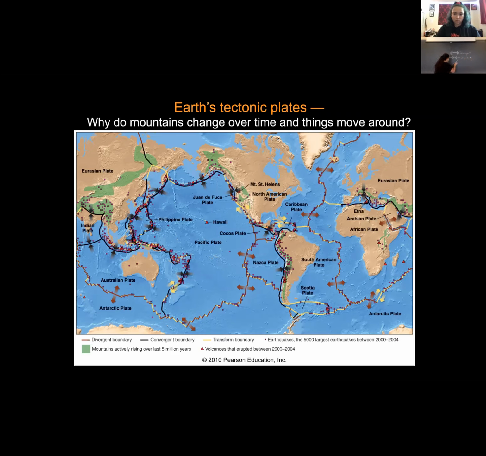And if they're sliding past one another, there is horizontal motion, not vertical motion. That's a transform plate boundary. So the transform plate boundary you should be familiar with because that's what the San Andreas Fault is. It's a transform plate boundary.